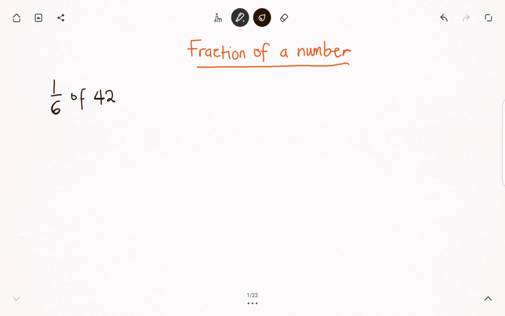Now, the easiest way for us to do this is to first of all rewrite the equation or the problem that we have. Now in mathematics, when we say of, it means multiplication. And so therefore it means that we are having 1 over 6 multiplied by 42, and that is what the question is saying we should find. 1 over 6 of 42 means 1 over 6 times 42.